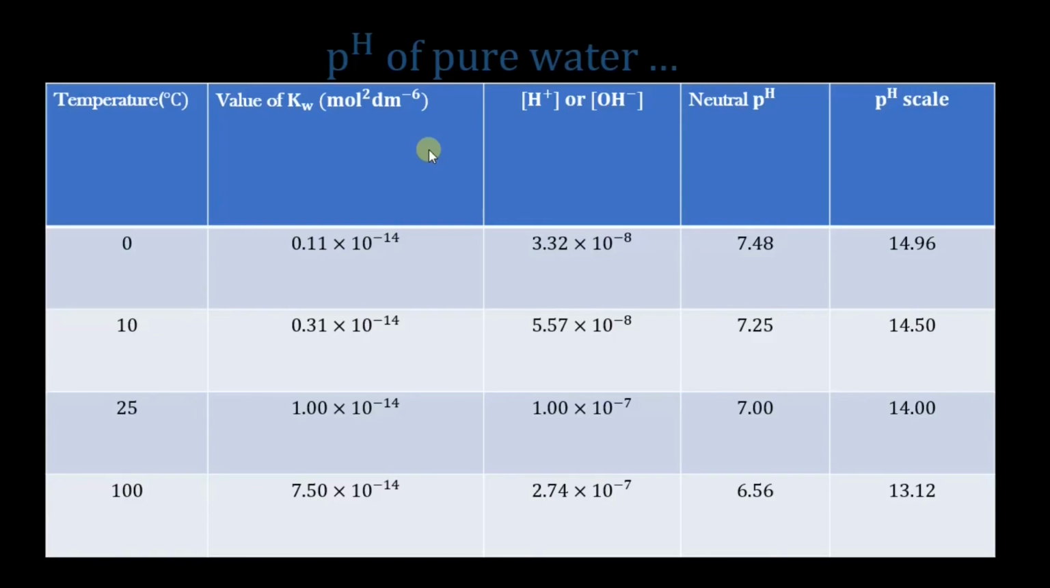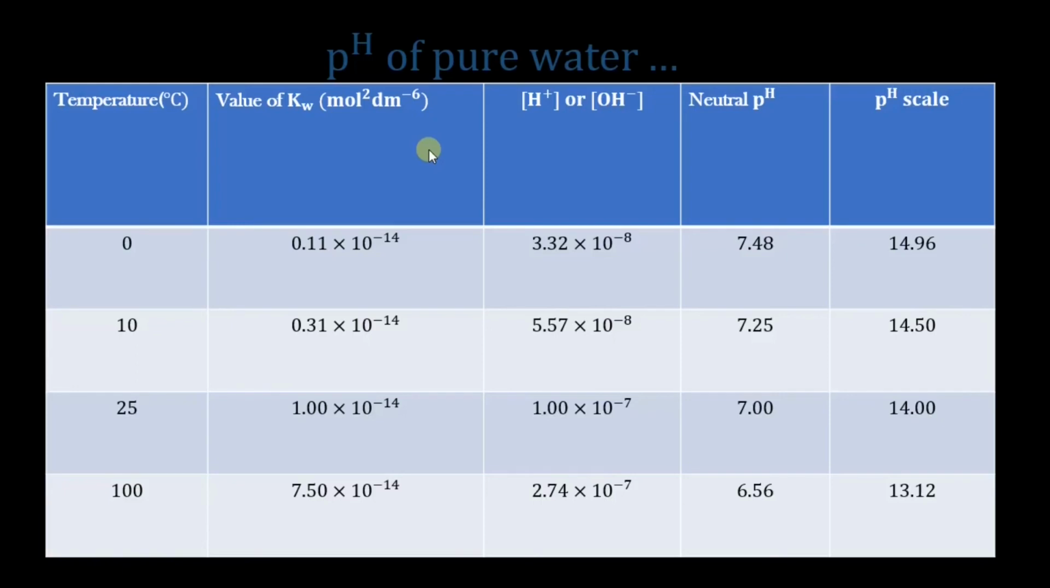And for us to obtain the pH scale, we're just going to sum up the two values, that is the pOH plus the pH. Remember, the hydrogen ions have the same concentration as the hydroxyl ions, so of course the pOH is also 6.56. This will give us 13.12 as the pH scale.